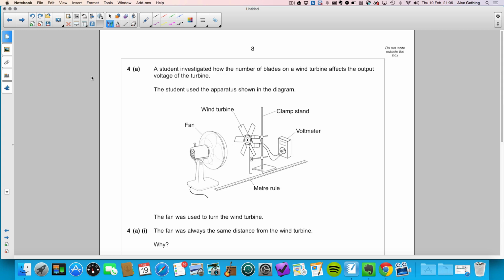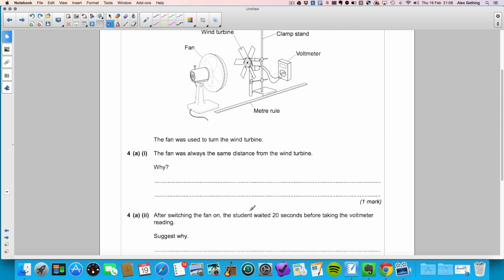4. A student investigated how the number of blades in a wind turbine affects the output voltage of the turbine. Okay. The student used the apparatus shown in the diagram. So we've got a fan, a wind turbine, we've got a clamp stand, there's a ruler to measure the distance, and there's a voltmeter to make our measurements there. Okay, the fan was used to turn the wind turbine.